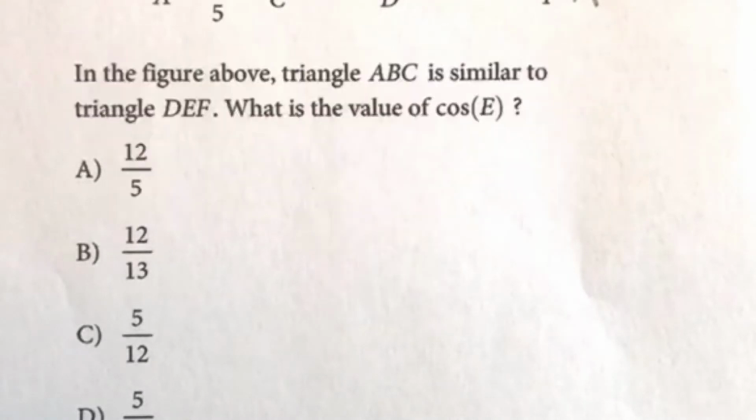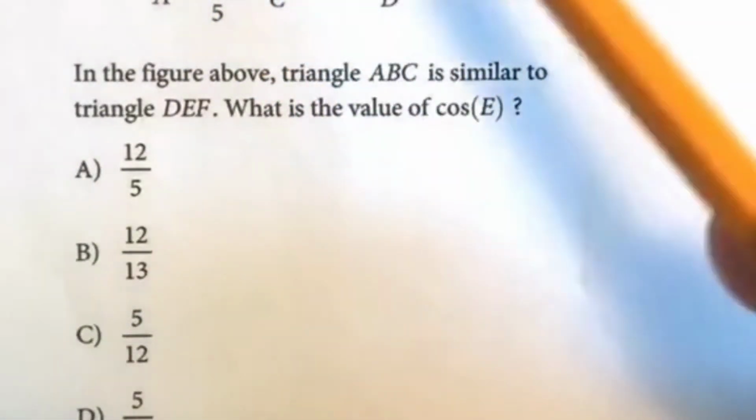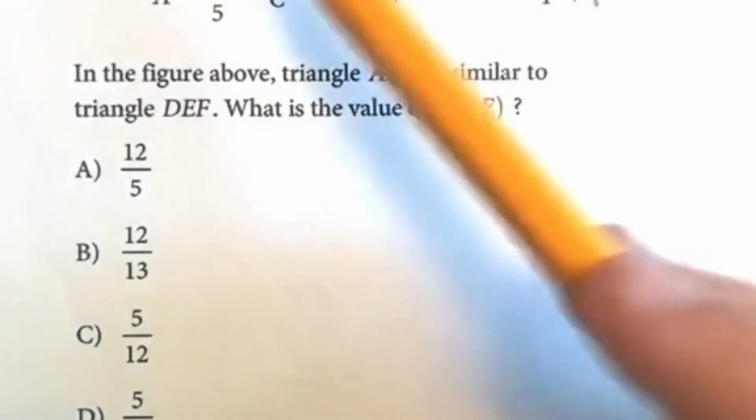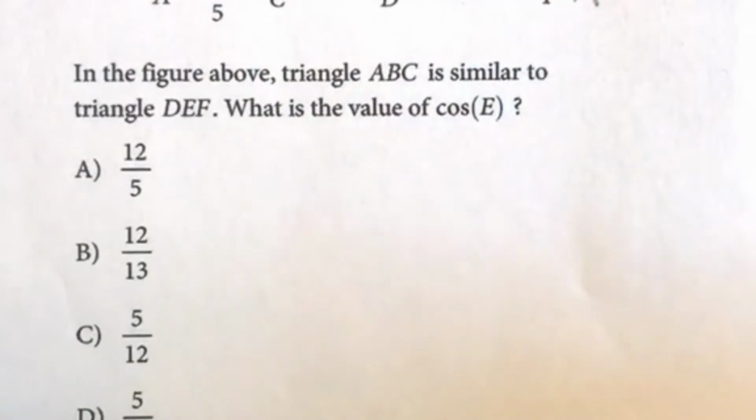Number 6. In the figure above, triangle ABC is similar to triangle DEF. What is the value of cosine E? When two triangles are similar, then that means that the ratio of their sides is the same. So 12 divided by 13 will be the same thing as this side divided by this side, or 12 divided by 5 will be the same thing as this side divided by this side because they correspond.